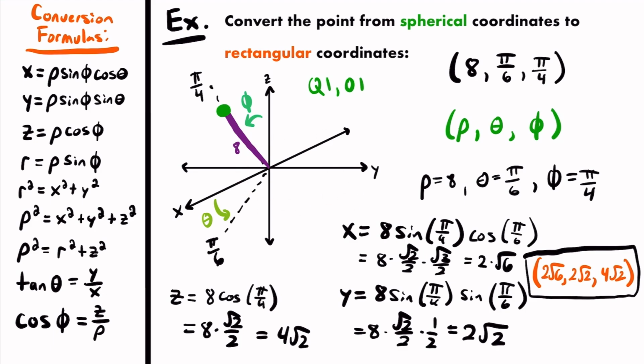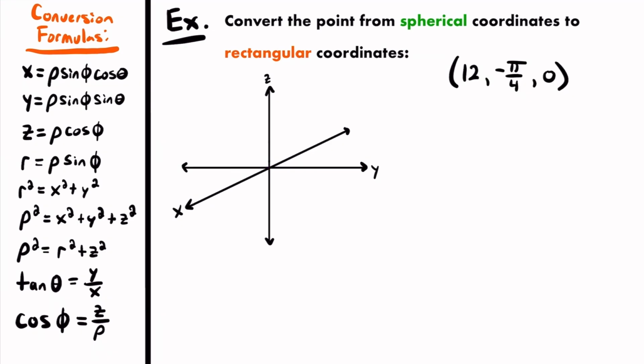All right, and that does make sense in this case. We know that our point is in quadrant 1 and octant 1 based on these spherical coordinates. And looking at our rectangular coordinates, all three of them are positive, the x, y, and z. So that means that we are in the first octant of the 3D coordinate system. So that checks out. Okay, let's take a look at another example.